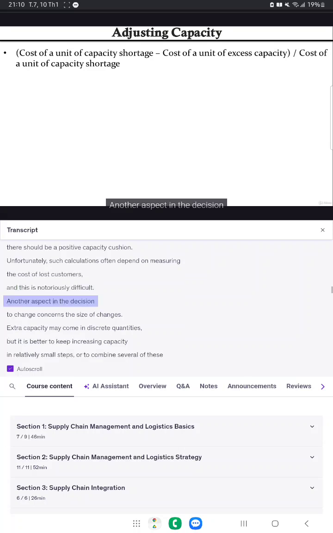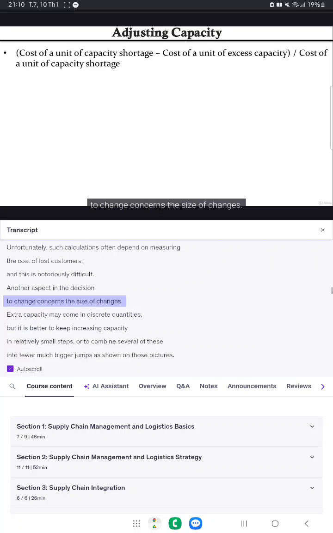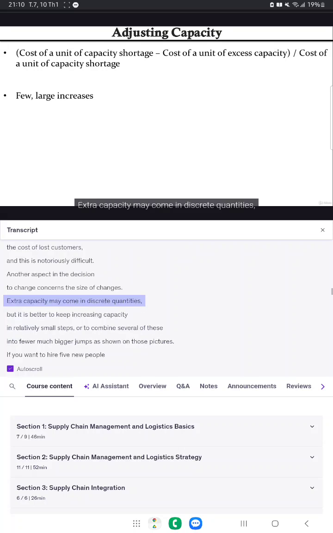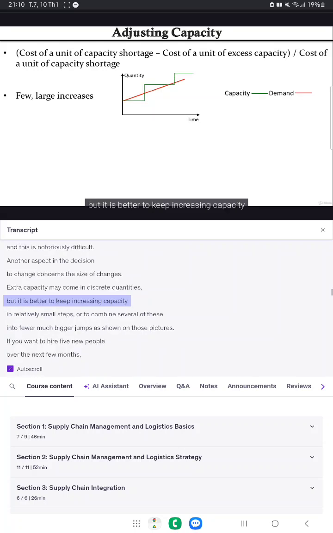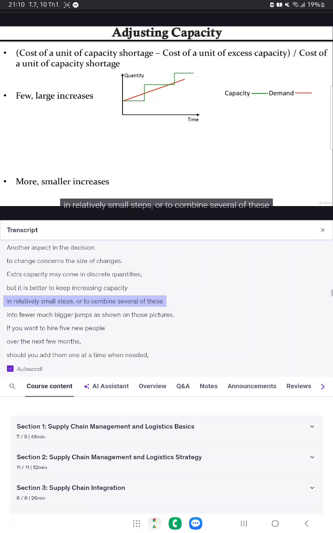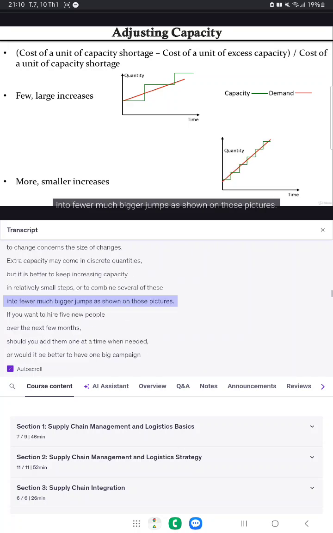Another aspect in the decision to change concerns the size of changes. Extra capacity may come in discrete quantities, but it is better to keep increasing capacity in relatively small steps or to combine several of these into fewer, much bigger jumps, as shown in those pictures.